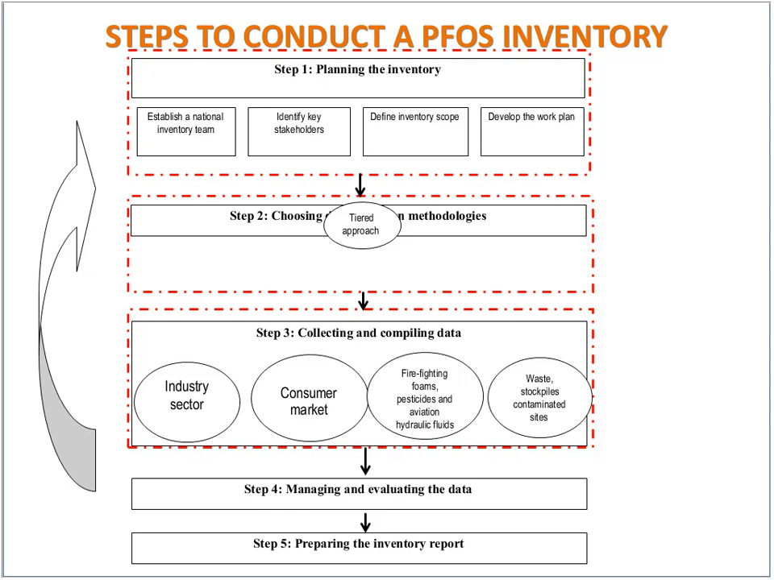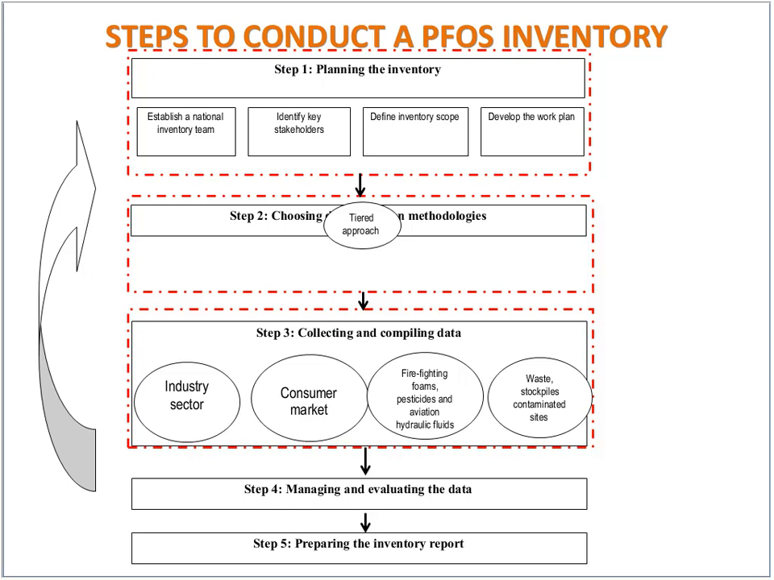methodologies, how to compile and get your information, and that is what we call the tiered approach. The tiered approach is an initial gathering exercise that can be followed by a more in-depth evaluation to generate data and identify missing and incomplete data. The tiered approach I will explain in more detail in the next one. Step 3: if you see the titles of the bubbles, they are the same titles as the different chapters that I explained before. So you have the industry sector, the consumer market, those others that are considered the professional users, and the waste, stockpiles, and contaminated sites part.